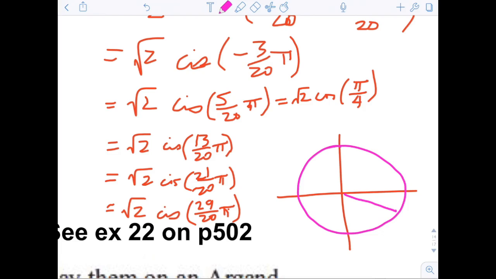Then the next one's going to be cis pi over 4. That would be here. Then 13/20 pi would be about 30% of this circle. And then 21/20 pi would be about 10% of that. And 29/20 would be like that. And the modulus, again, is square root of 2.